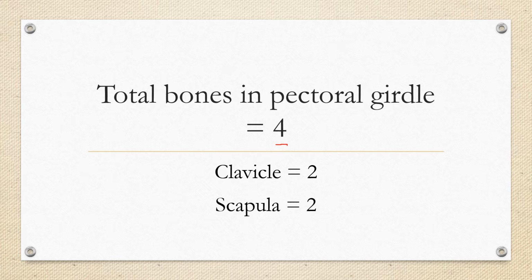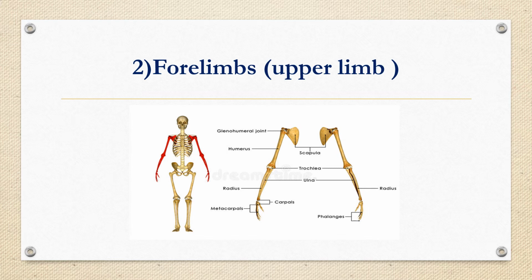So this is the first part of the appendicular skeleton that you have studied, that was pectoral girdle. Moving toward the second portion of the appendicular skeleton, that is forelimbs, also known as the upper limb of your body, or you can say that the bones of the arms and bones of hands will constitute a complete forelimb.